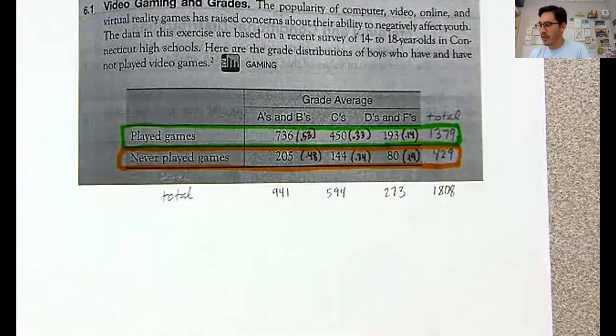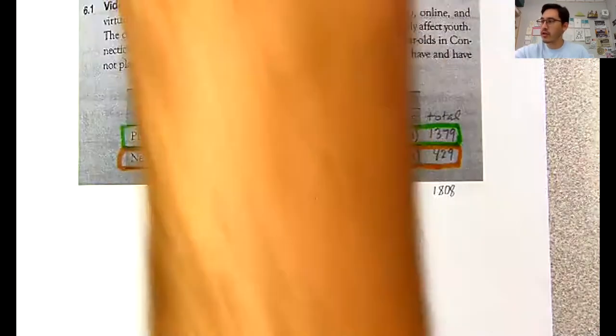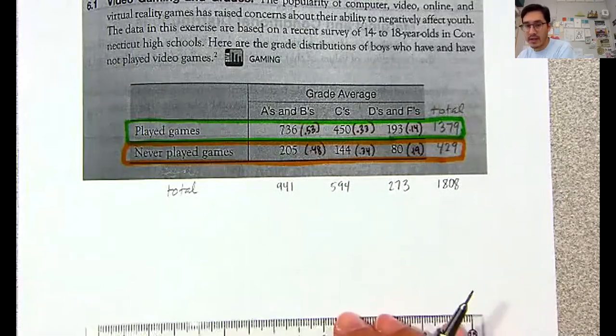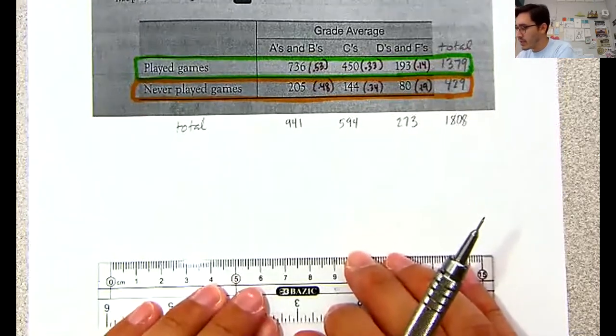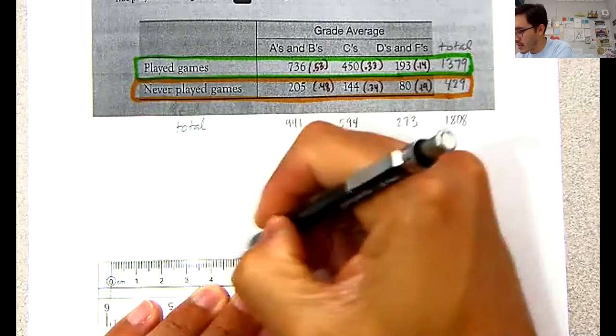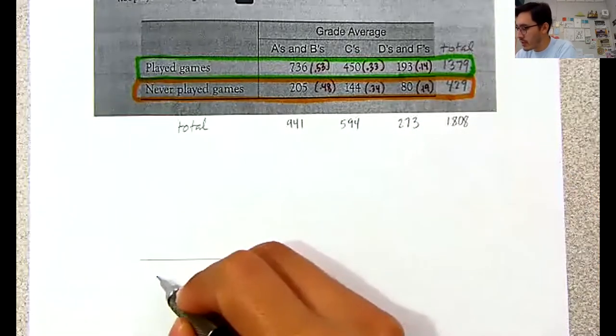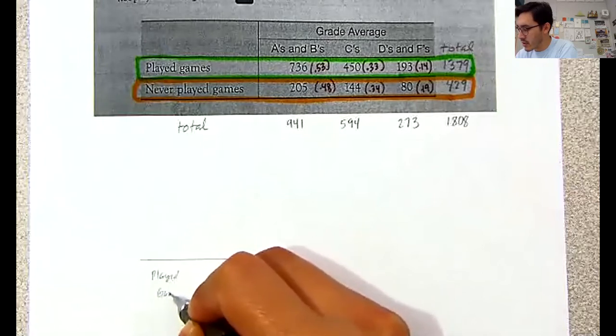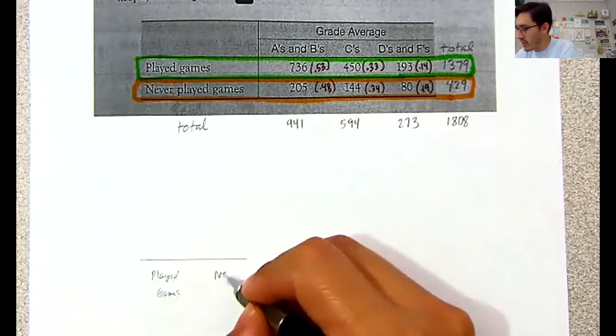So what sort of graphs can we make? Well, probably my recommended one would be called the segmented bar chart, which I think I touched on in an earlier video. So let's go ahead and construct one. We're going to put the subgroups here on the bottom. So played games, and then never played games.